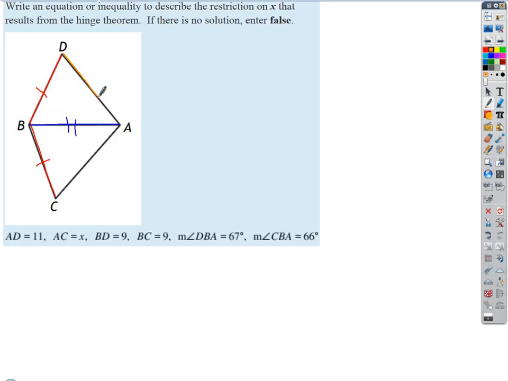So there's a rubber band, and there's a rubber band, and we've got to determine which rubber band has been stretched more. Well, they give us some information. They tell us that the measure of angle DBA is 67 degrees, and the measure of angle CBA is 66 degrees.